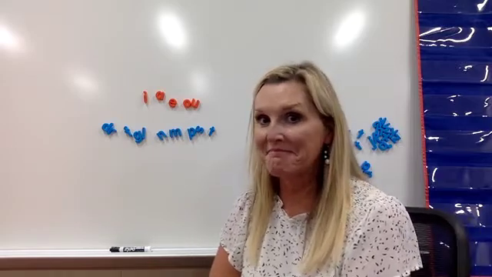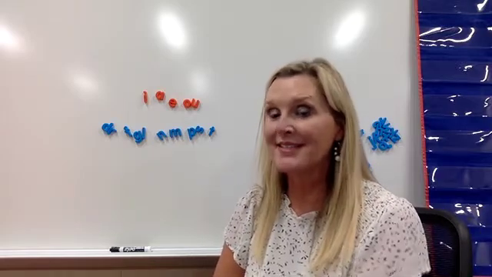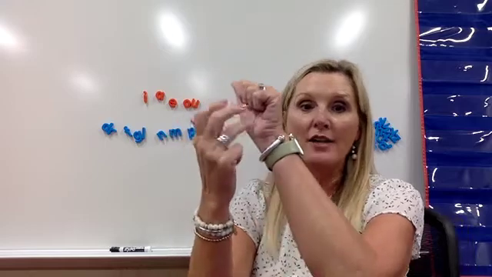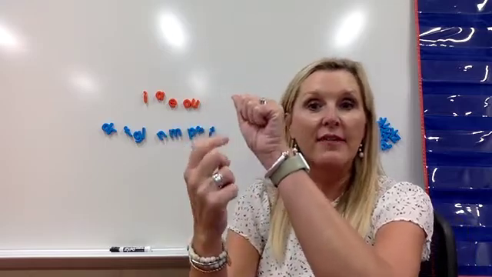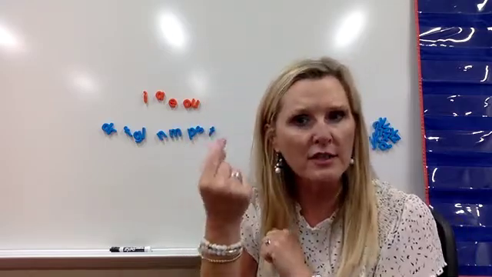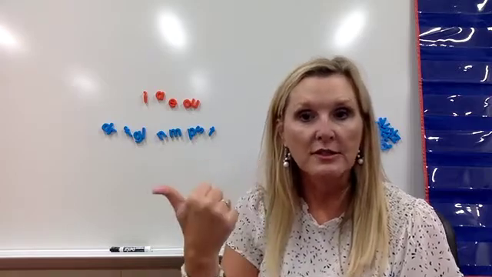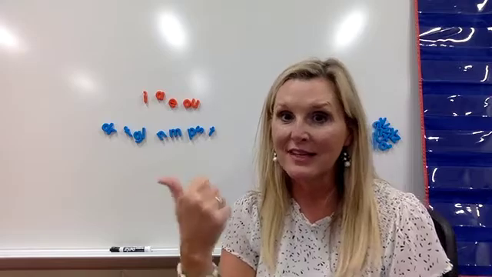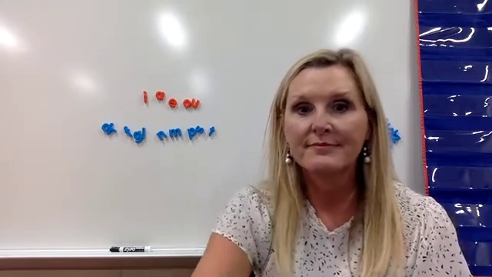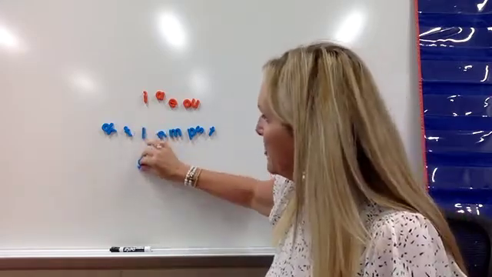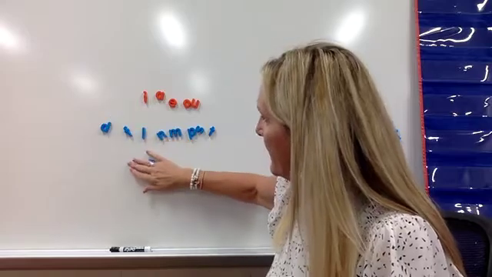Got it? Okay. Let's see if I can do it. Grossed. G, R, A, S, T. I hear the G and the R. I know G and R together are a blend. G, R. I can hear both sounds, the G and the R. So I'm going to pull down the G and the R.